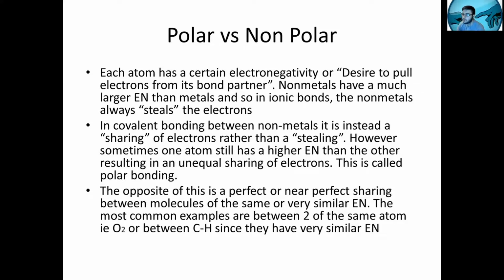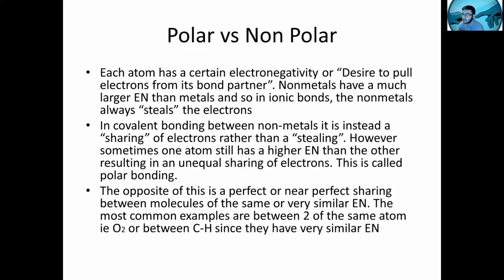In covalent bonding, though, between two non-metals, it's instead more of a sharing than it is a stealing. However, sometimes one atom still has a higher electronegativity than the other, resulting in an unequal sharing, right? And this is what we call polar bonding, because it has poles, right? Like if you think of the poles on a magnet, a positive and a negative end, right? The opposite of this is a perfect or near perfect sharing between molecules. That happens when they both have the same desire. So for example, going back to my example, if I desire the car for 1 week and you desire it for 1 full week, and we both decide every other week we'll get the car, it's an equal sharing, right?